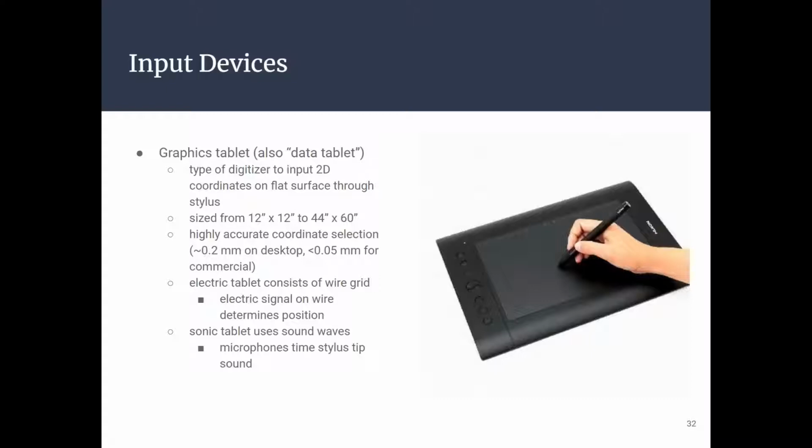They work by having electrical signals within wires that are placed in a grid fashion. The specific electrical signals will determine the position. There are other types called sonic tablets that use sound waves. The sound from the stylus hitting the surface is timed, and that time is used to create a position.